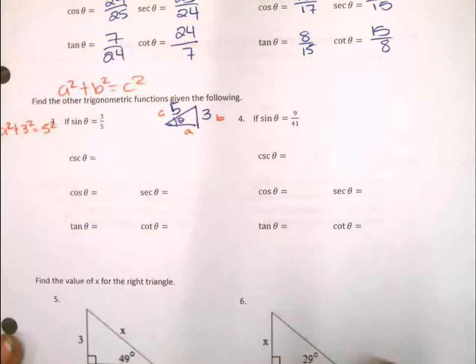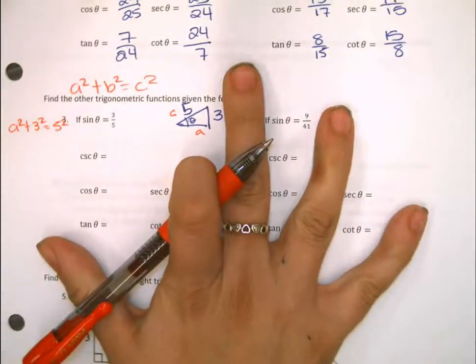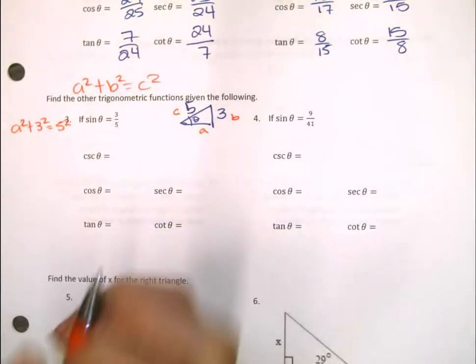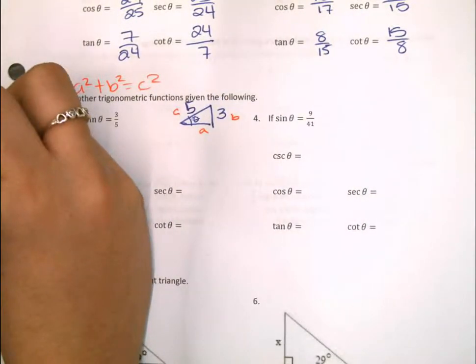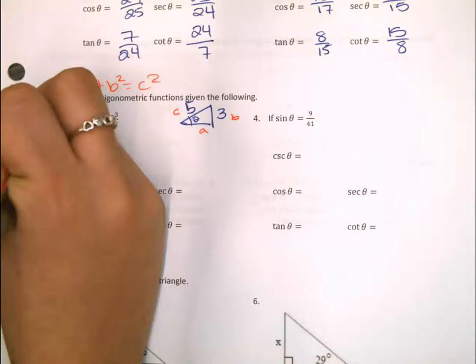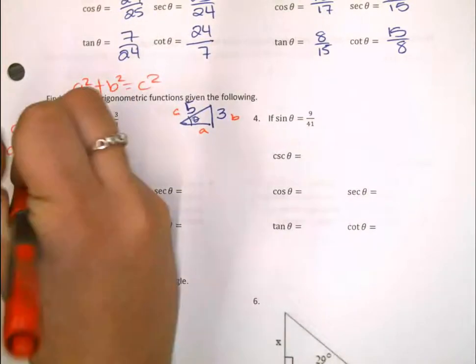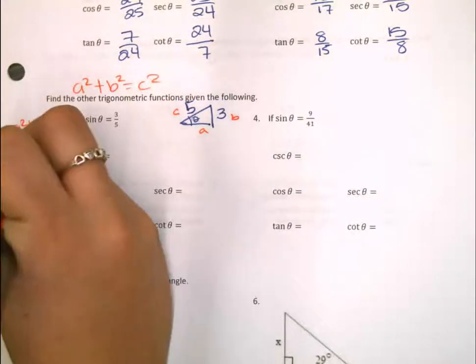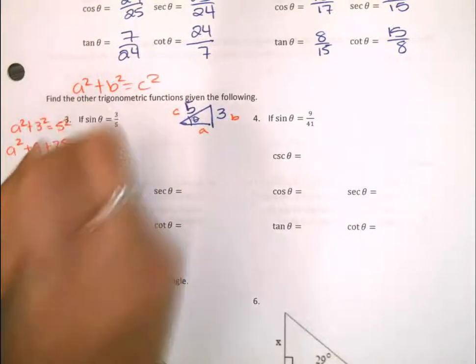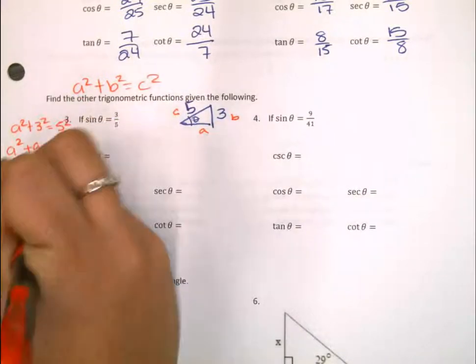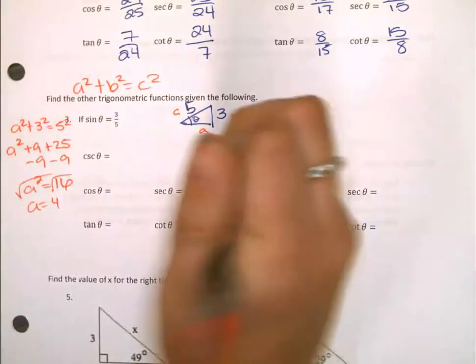Am I off the screen? Just. Okay. Then I'm going to go ahead and square my numbers. 3 squared is 9. 5 squared is 25. Then I'm going to subtract 9 on both sides. I get a squared equals 16. Find the square root of 16. A is 4. So the missing side length is 4.